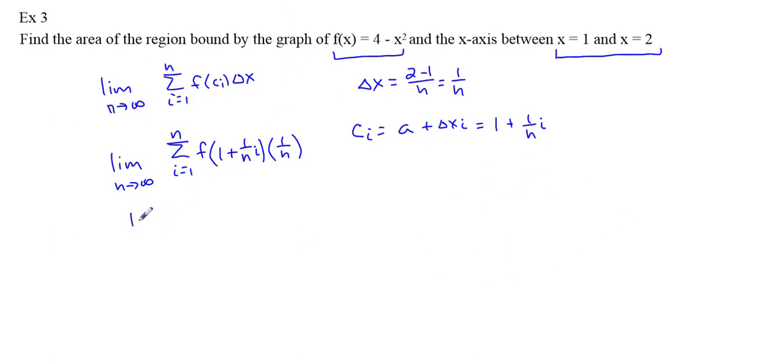Keep going. Limit. Okay, I'm going to put my 1 over n in front. Sum i equals 1 to n. f of this business. Okay, well, that's going to be 4 minus this garbage squared: 1 plus 1 over n times i, squared. Okay, again, now the algebra is just more difficult. That's it.